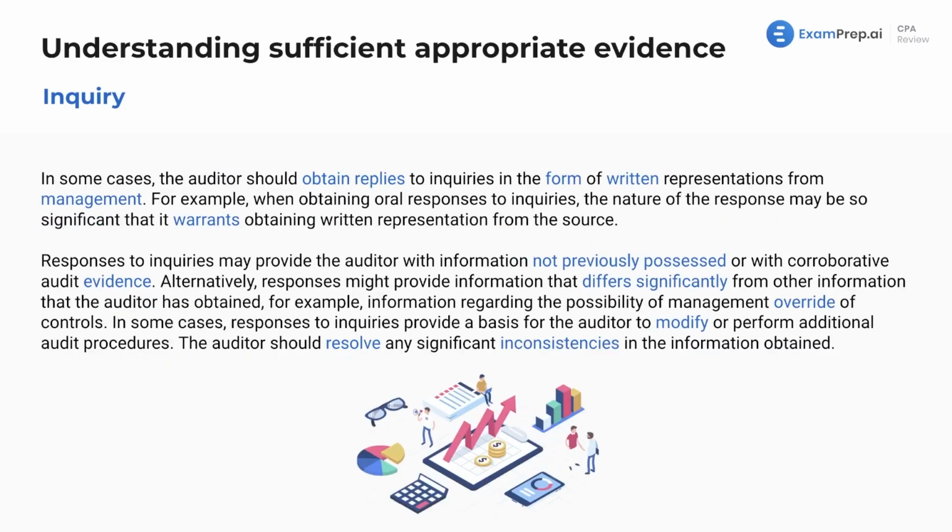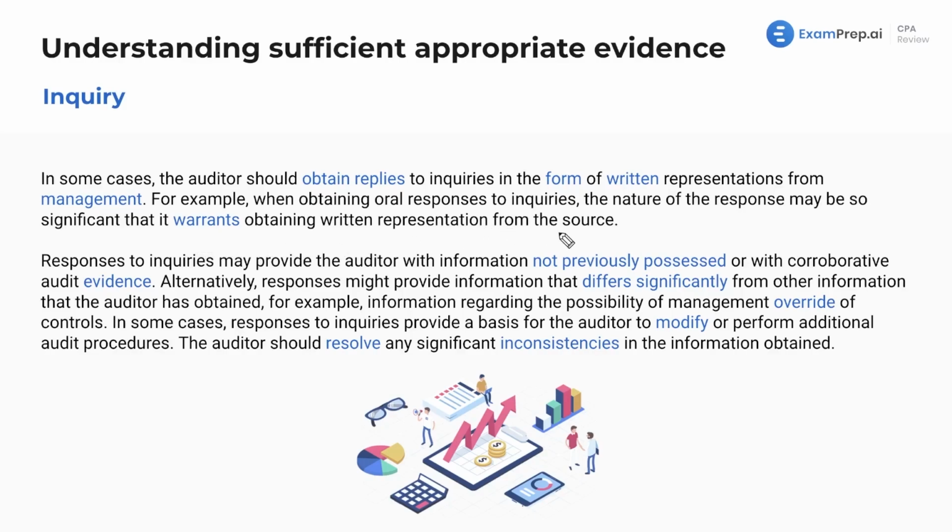A little bit further on inquiry, in some cases, the auditor should obtain replies to inquiries in the form of written representations from management. So, for example, when obtaining oral responses to inquiries, the nature of the response may be so significant that it actually warrants obtaining a written representation from the source.